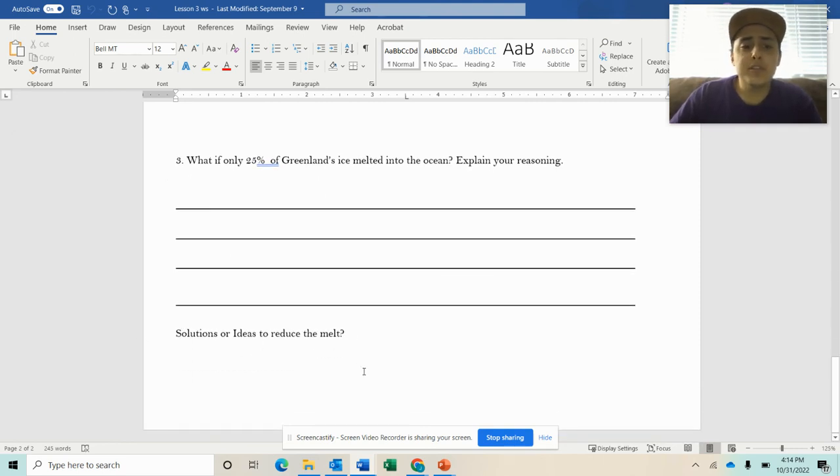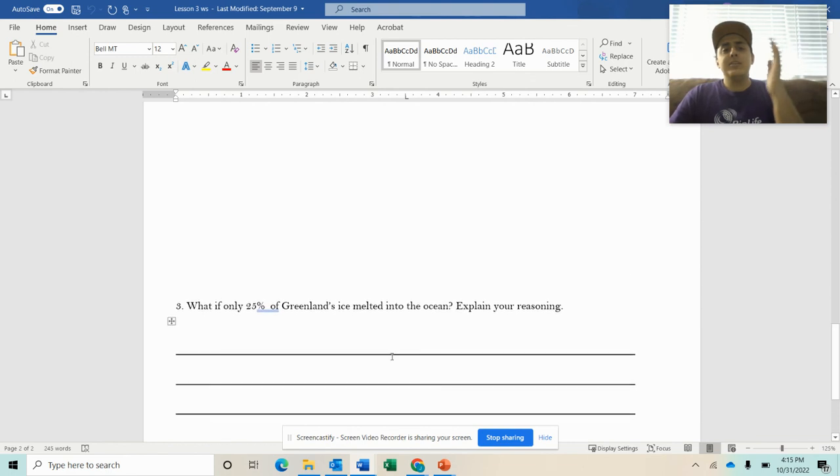Solutions or ideas to reduce melt, those are just some ideas. What ideas do you have at this point that we could do to try to slow down the polar ice caps melting? There's no wrong answer as long as it makes sense, and the goal of the idea is to stop melting from happening. So that's how you do this one.